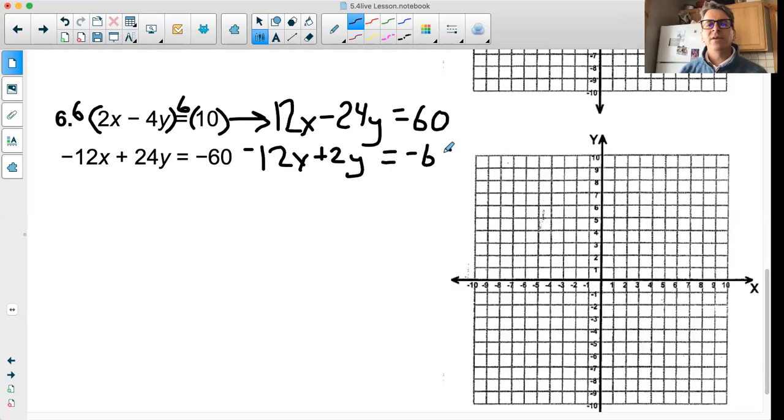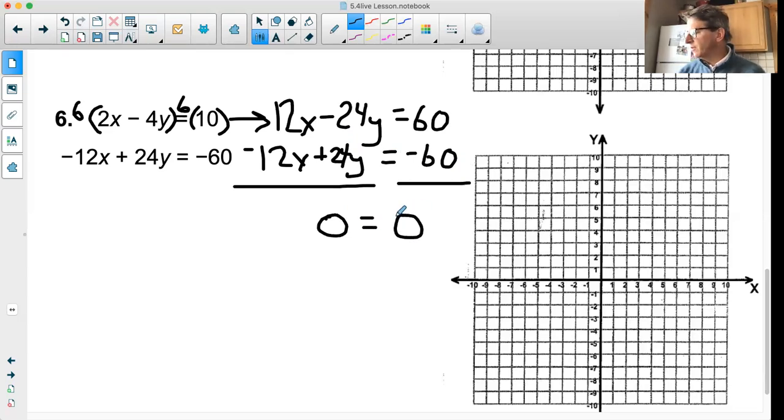So you probably see what's happening here. By setting up elimination, I end up with the same type of problem. So I'm going to add these two equations together. I get 0x plus 0y is equal to 0. So I end up with 0 equals 0.